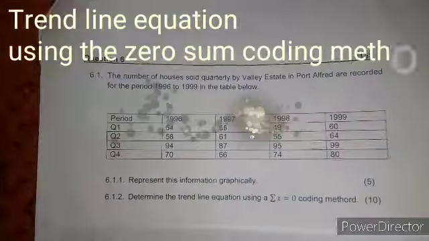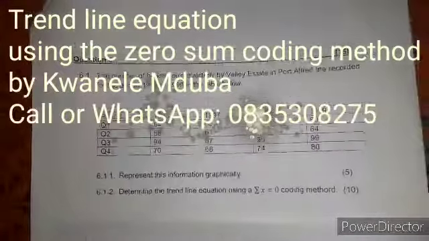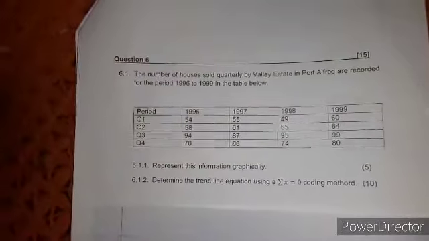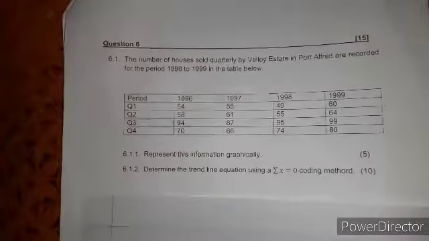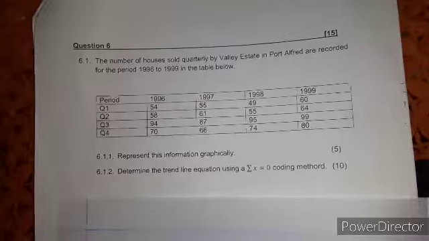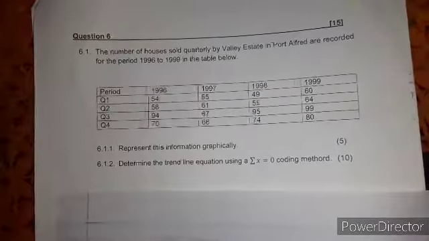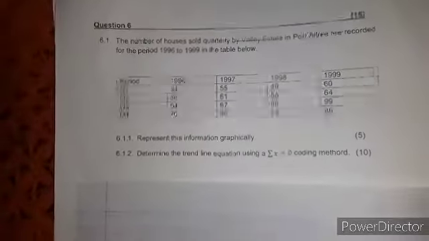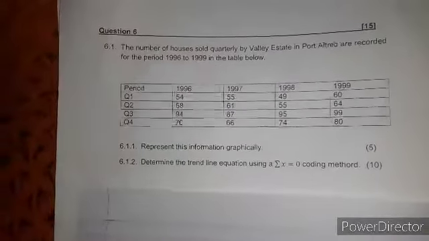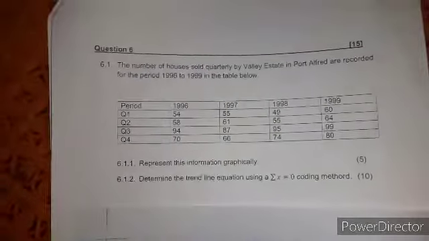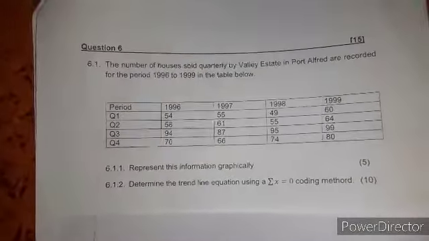Hi guys, now I'm going to do the trend line. There's the question on question 6, 6.1.2. Determine the trend line equation using the sum of x is equal to 0 coding method, which is the zero sum coding method. So what is the trend line equation?